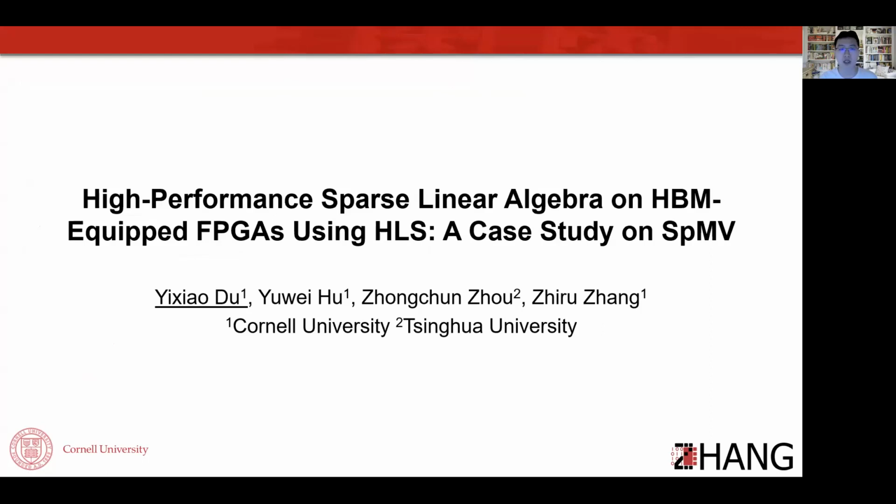Today, I'm going to talk about sparse linear algebra and HBM-equipped FPGAs. This work is done in collaboration with Yuwei, Zhongchun, Zhou, and Professor Zhiru Zhang.